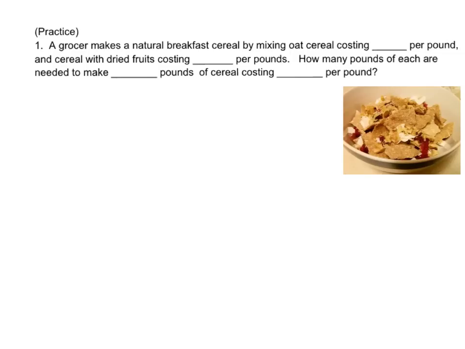Our first problem states a grocer makes a natural breakfast cereal by mixing oat cereal costing $2 per pound, and cereal with dry fruits costing $9 per pound. How many pounds of each cereal are needed to make 60 pounds of cereal costing $3.75 per pound? So please write this problem into your notes as well as the filled in fields of the amounts.